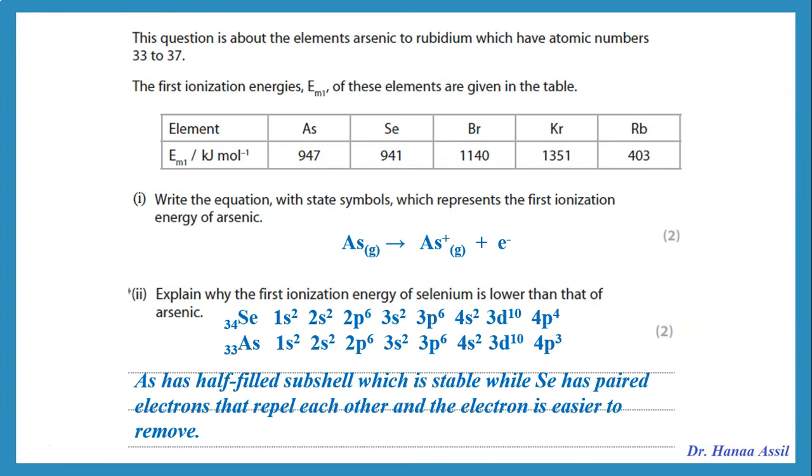Why? We said that is because the arsenic is half filled. For the arsenic, it is 4p3. So I'm trying to remove an electron from a half filled level, and that is stable, needs more energy. But selenium, I'm trying to remove the electron from a paired orbital, an electron that has paired electrons, and we said the paired electrons repel each other, and the electron would be easier to remove in selenium.